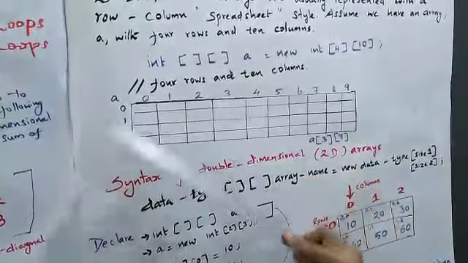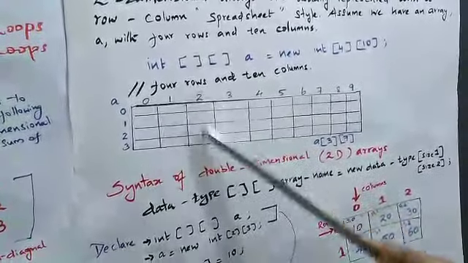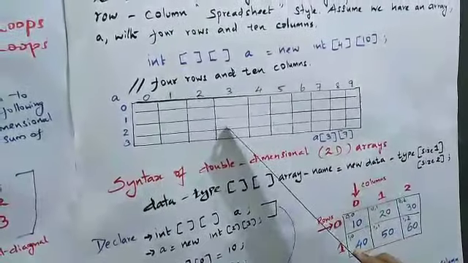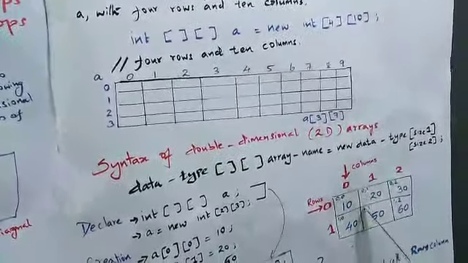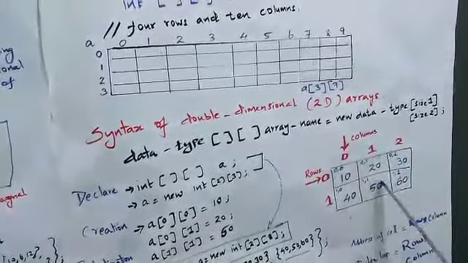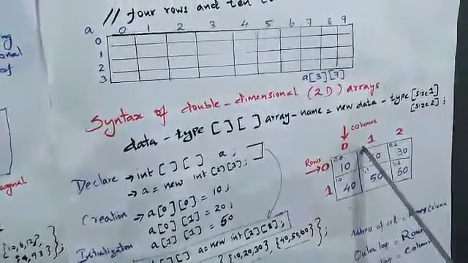0, 1, 2, 3. These are the rows. And this part represents the columns. So one chart is there. We have prepared 4 rows and 10 columns. Now come here. Here one box is there. In that 10, 20, 30, 40, 50, 60 is there. That arrow represents row and this arrow represents column.